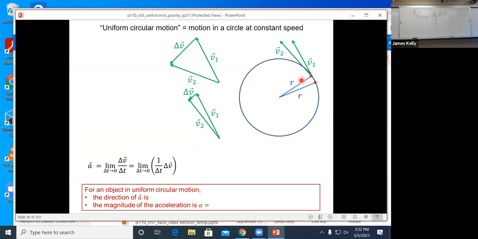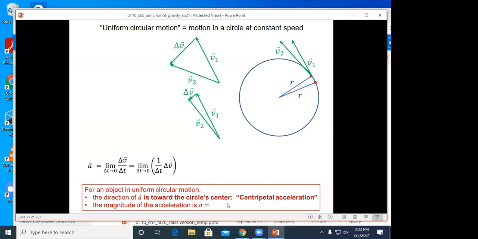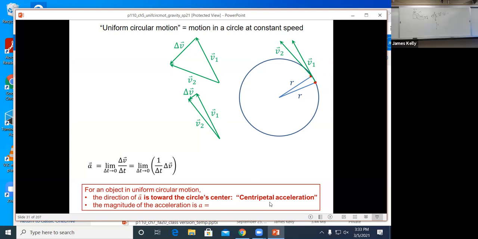Perpendicular to the direction it's going is toward the center of the circle. I know away is perpendicular too, but you can see from the picture here that it's toward the center of the circle at that instant. So that's the first thing we wanted to find out. What's the direction of the acceleration in uniform circular motion? Toward the circle center, and we call it centripetal acceleration.